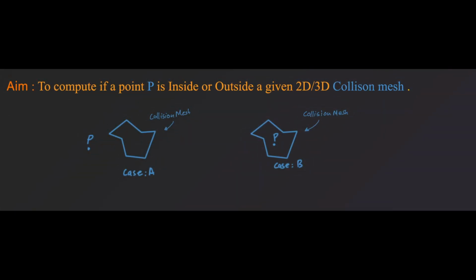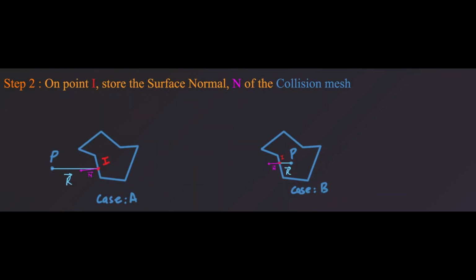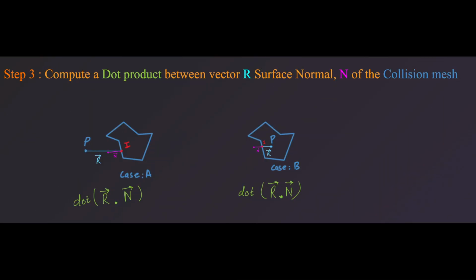So the first thing that we'll understand is, how can we compute if a point in space is inside or outside of a closed mesh? Step 1. Cast a ray from point P to the closest point on the collision mesh, and call it point I. The ray PI will be stored as a vector r. Step 2. On point I, store the surface normal, n, of the collision mesh. Step 3. Compute a dot product between vector r and the surface normal, n, of the collision mesh.